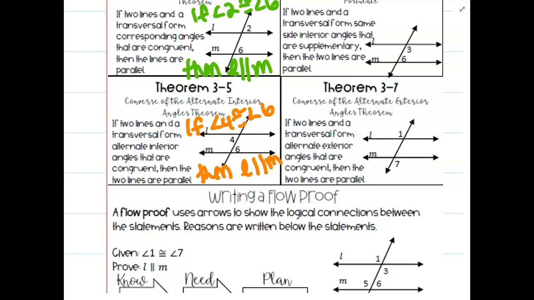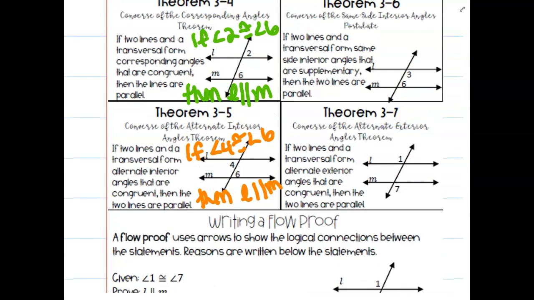Okay, so it's just the opposite of what we did last week. Last week we were saying, okay, if the lines are parallel, the angles are congruent. This week we're saying the opposite. If the angles are congruent, then the lines are parallel.